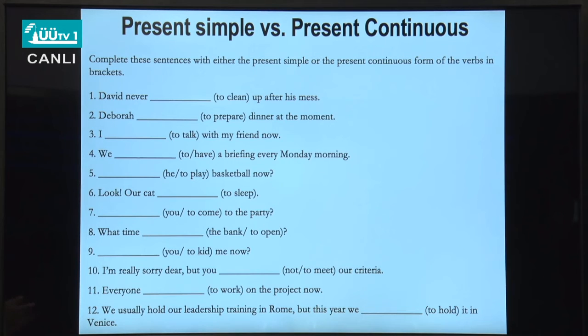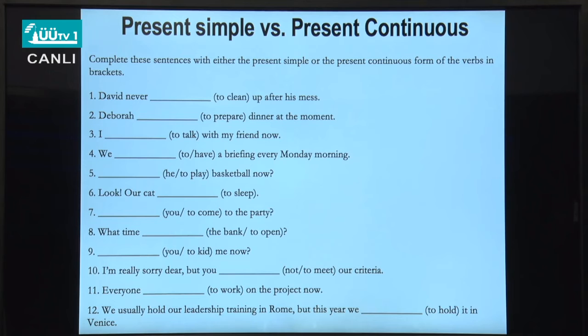We blank a briefing every Monday morning. So when you see every Monday morning, it means this is a habit, it is a routine. So we should use present simple tense. We have a briefing every Monday morning. Blank basketball now. Again, a clue word now, so we should use present continuous. Is he playing basketball now?